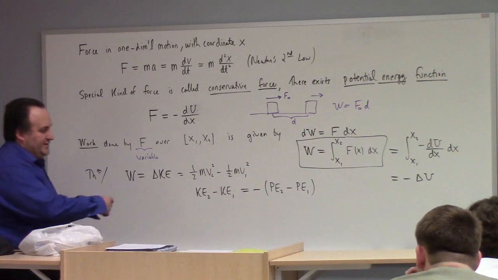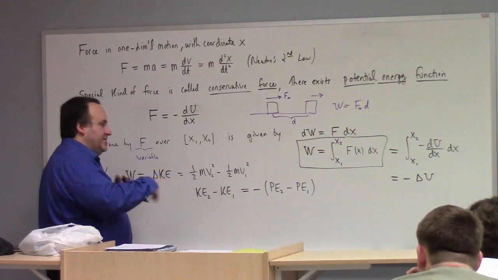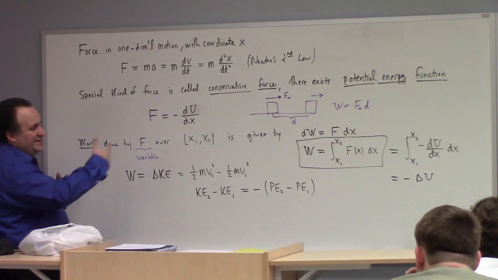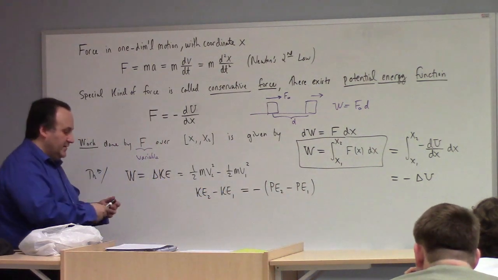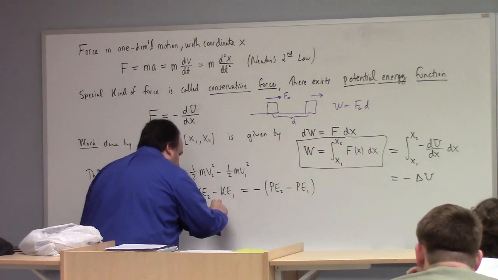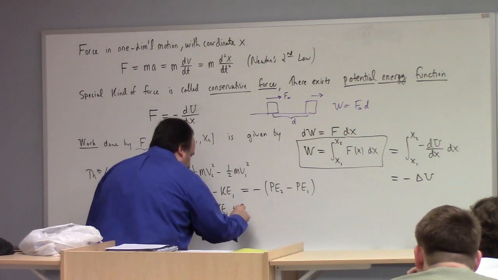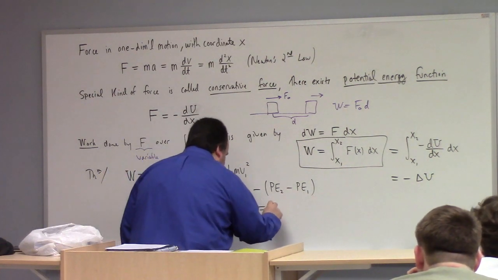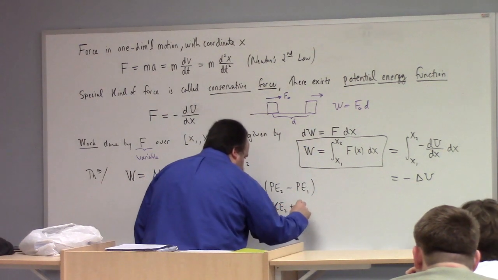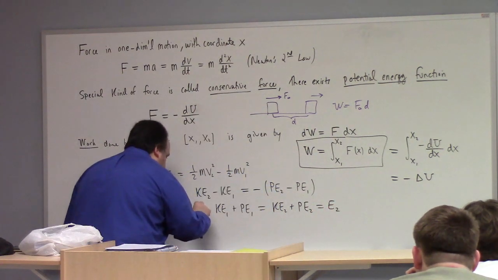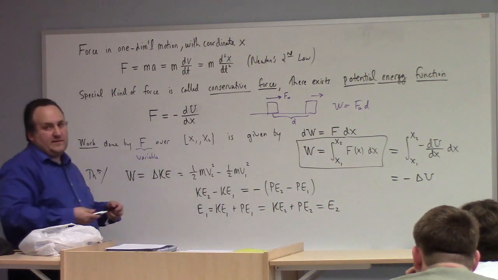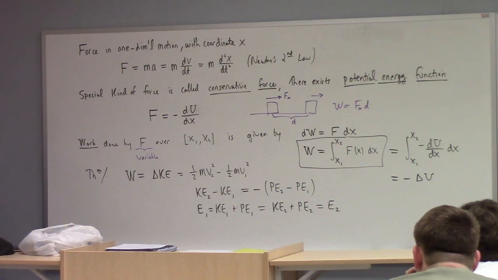But the point is, if the net force is a conservative force, you get the situation that the change in kinetic energy is minus the change in potential energy, which means the kinetic energy plus the potential energy at the first moment is equal to the kinetic energy plus the potential energy at the second moment. In other words, the total mechanical energy is constant. That's why it's called a conservative force: if you have a conservative force as your net force, the total energy is conserved.